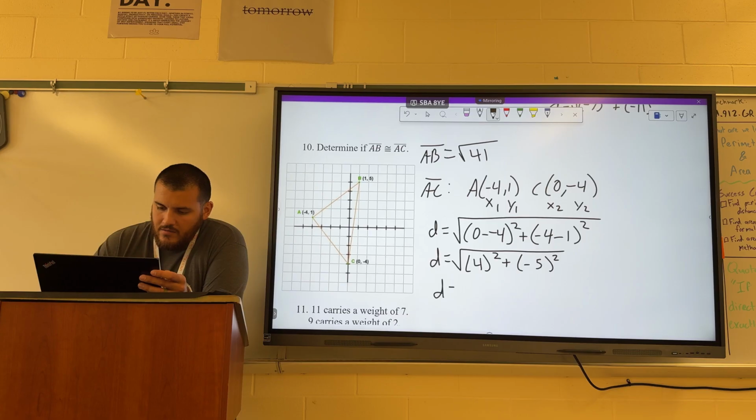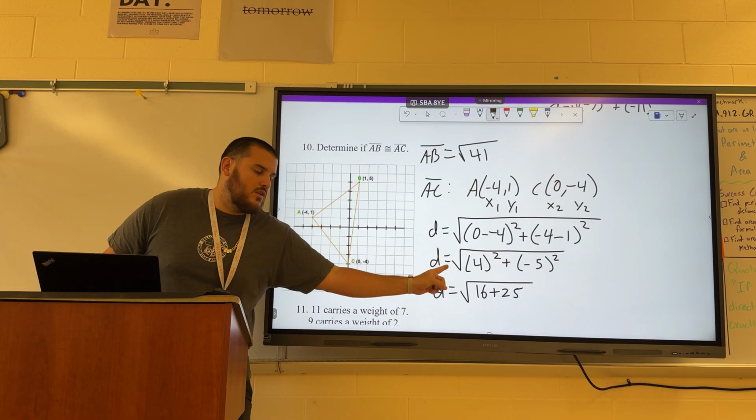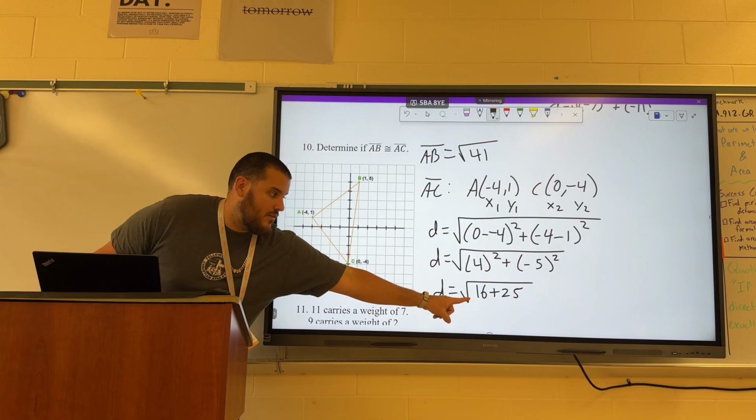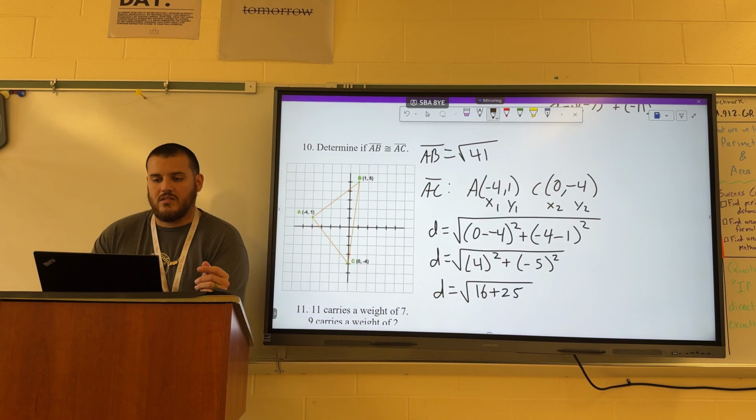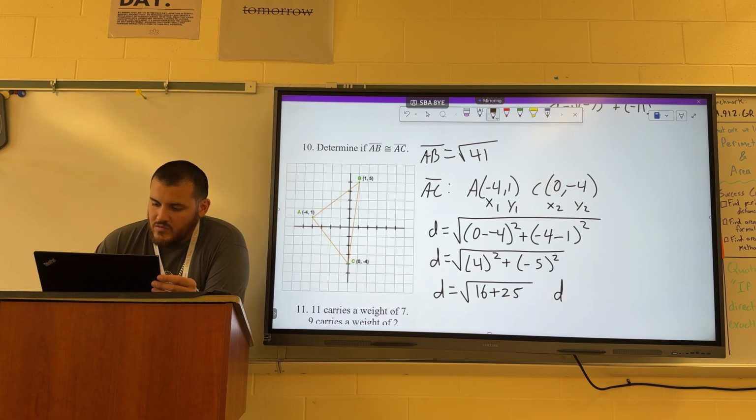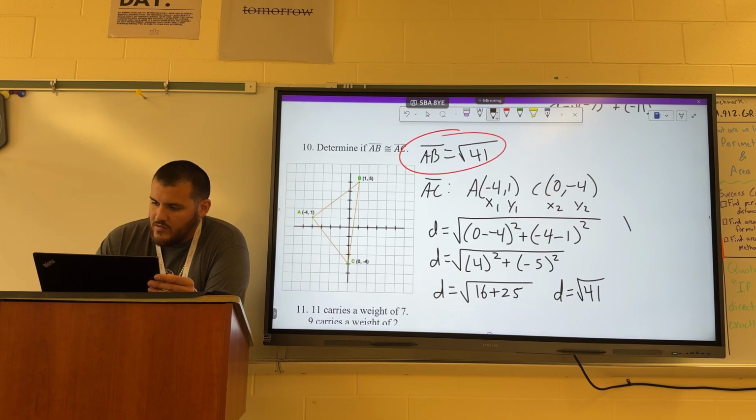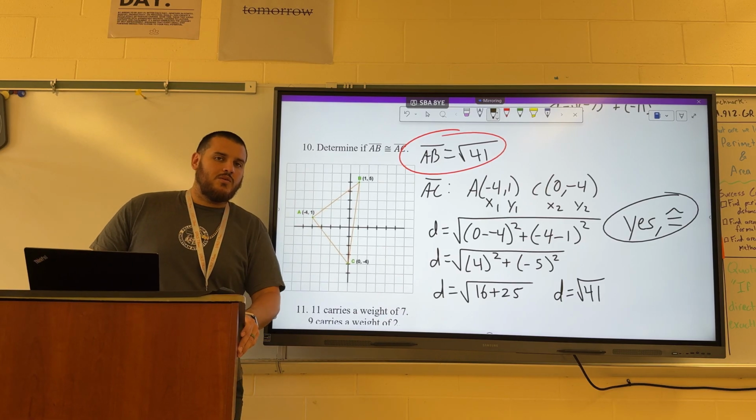Then we're squaring. 4 squared gives me 16. Negative 5 squared gives me positive 25. Helpful tip and reminder, when you square in the distance formula, you will always have positive values afterwards. You should never have anything negative and no subtraction going on at this step of your distance formula. 16 plus 25 gives us the square root of 41, which was the same as AB. So our answer to this question is yes, they are congruent to each other. They're both the square root of 41 units long.